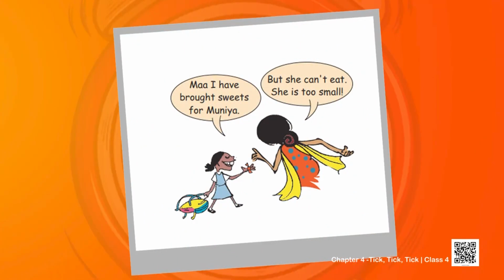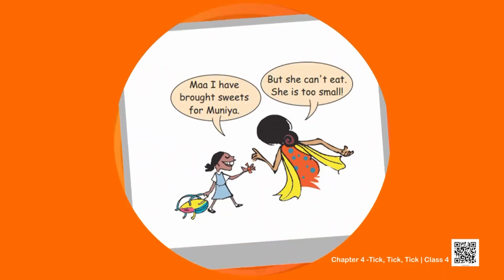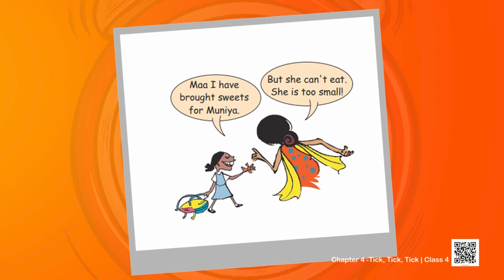Rani is telling her mom, "Ma, I have brought sweets for Munia." Who is Munia? Yes, you guessed it correctly. Munia is her baby sister, and Rani has brought sweets for her.